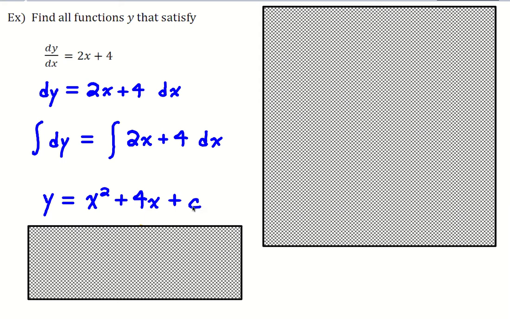Plus c. Now, technically there would be a plus c also on the left side, but if this was y plus some constant, and this was x squared plus 4x plus some constant, couldn't we just combine the constants over here on the right side? And so we really just need one plus c, and that is all the functions that satisfy it.